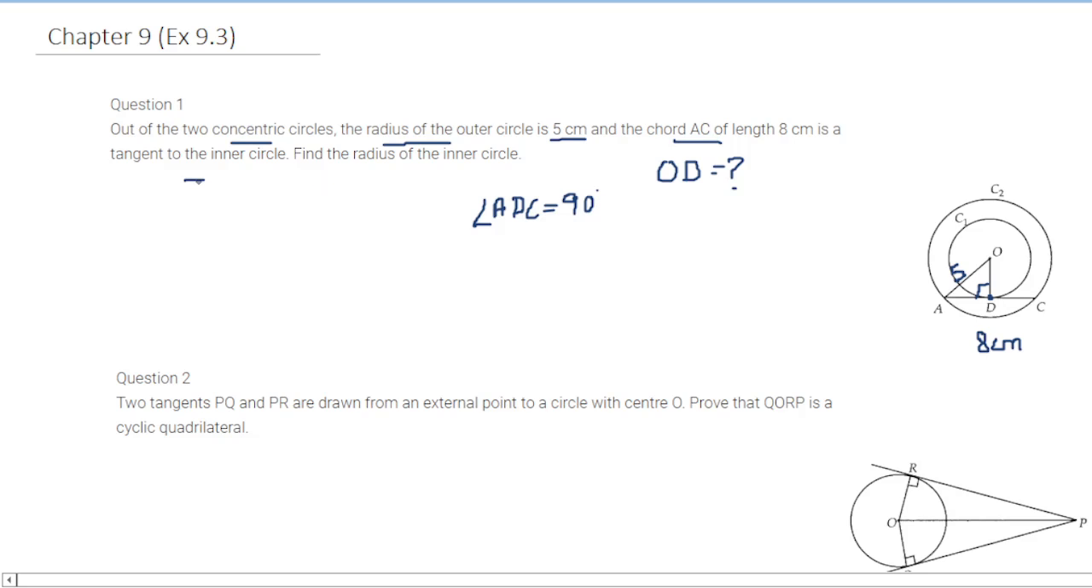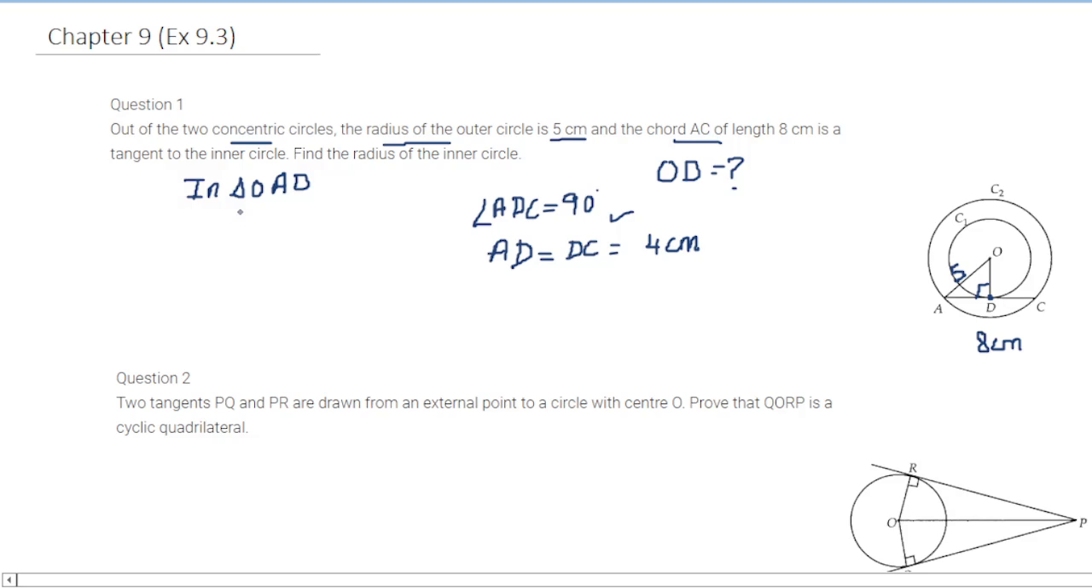Now it means triangle OAD is a right angle triangle. Before that we have to find the length of AD. If we observe the bigger circle, AC is the chord, and just now we have proved that angle ADC is 90 degrees. So if we draw a perpendicular from the center to the chord, it will also bisect the chord. So AD will be equal to DC, which means AD and DC will each be half of 8 centimeter, that is, 4 centimeter.